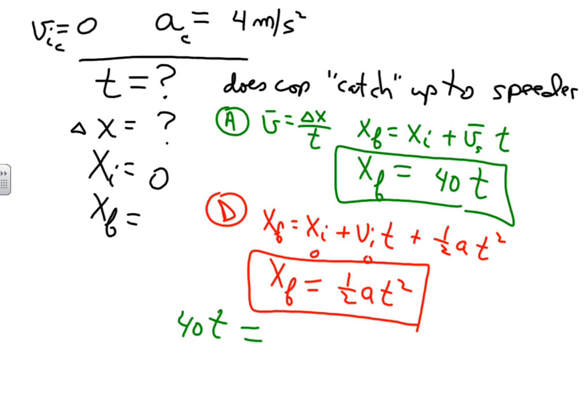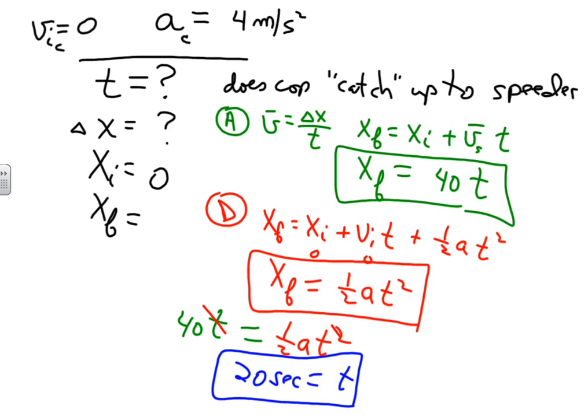1/2 at squared for the cop. One of the t's cancels, and you end up with 2 times 40 equals at, or 1/2 a t equals 40. Solve for t. What's 1/2 of a? A was 4, 1/2 of a is 2. 40 divided by 2 is 20 seconds. So right here, 20 seconds is the time it took for the cop to catch up to the speeder.